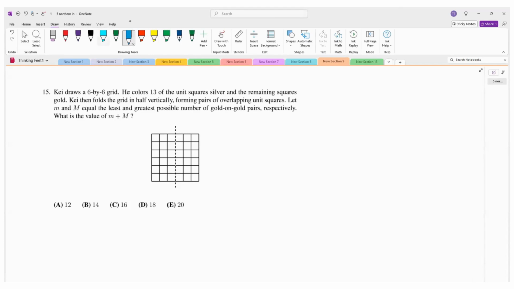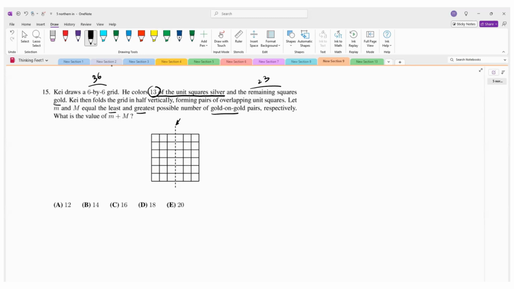Okay, so here there's a 6x6 grid, and that person colors 13 of the unit squares silver, and the remaining, meaning, so total 6x6 gives me 36 squares, right? If 13 are colored silver, that leaves me 23 squares that are colored gold, right? And then we fold the grid in half vertically. It shows us the dotted line where we fold, forming pairs of overlapping unit squares. Let small m and capital M equal the least and the greatest possible number of gold on gold pairs. What is the value of small m plus capital M?